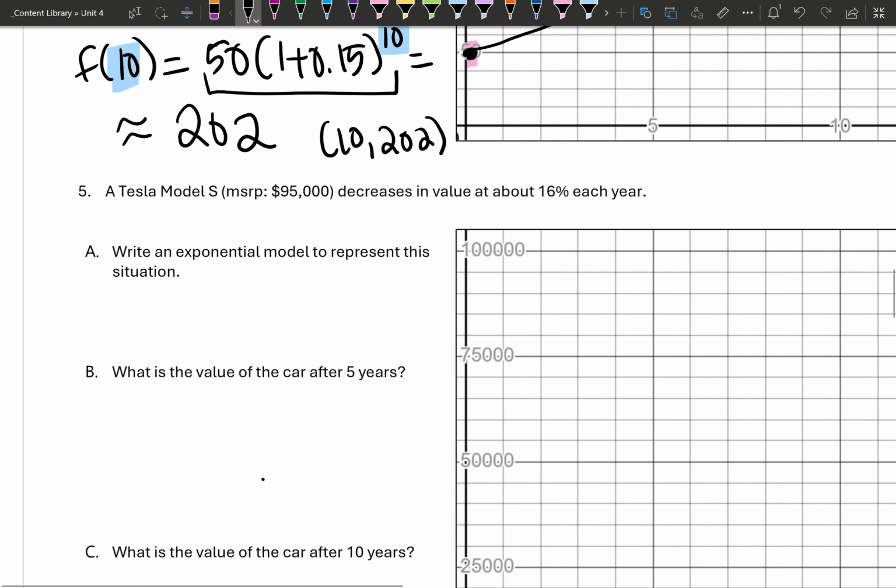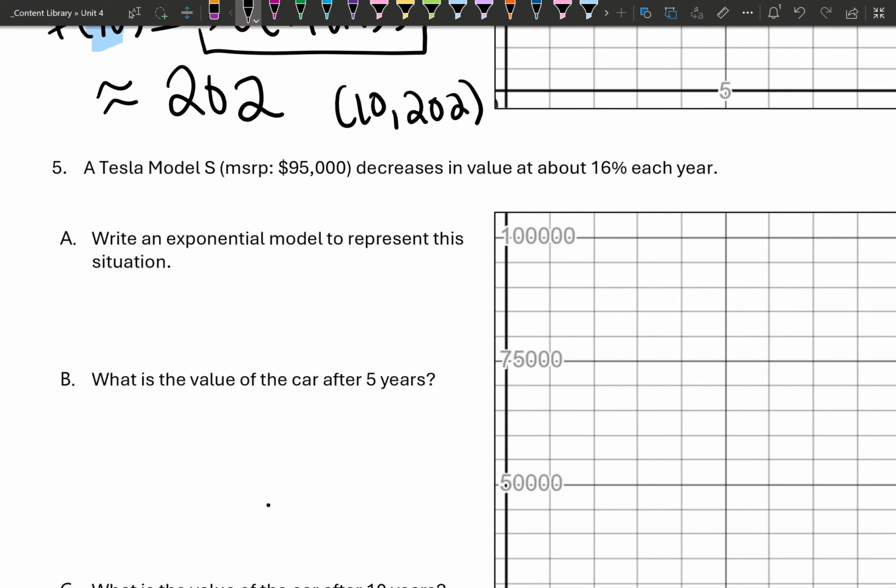Next, a Tesla Model S, which has an MSRP of $95,000. That means that's how much it costs brand new at the current market rate. It decreases in value about 16% a year. Again, just like every car, it is going to decrease 20% that first year and then 15% each year after that. I think 16% is also a good estimate because electric cars are kind of new and not very affordable for everyone. So we decided 16% is a better percent to look at this than 20.